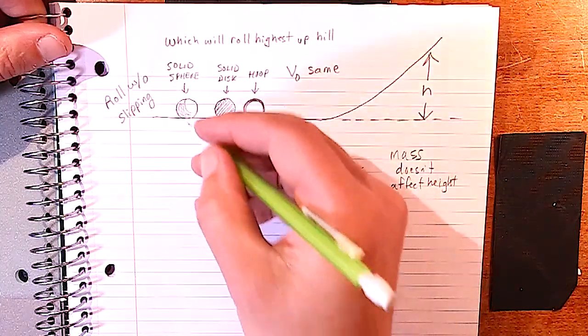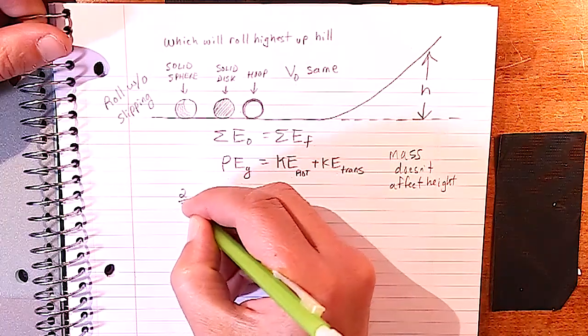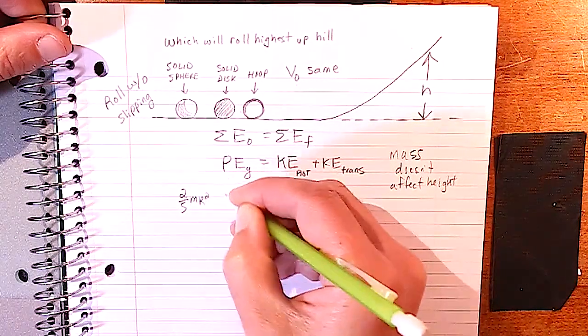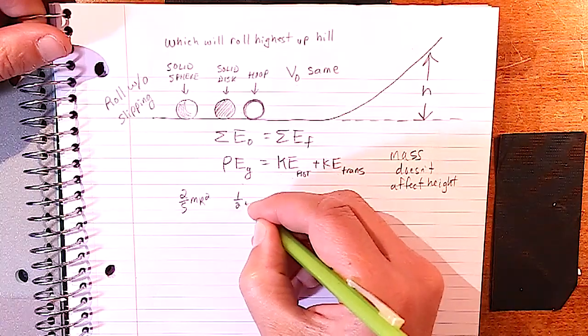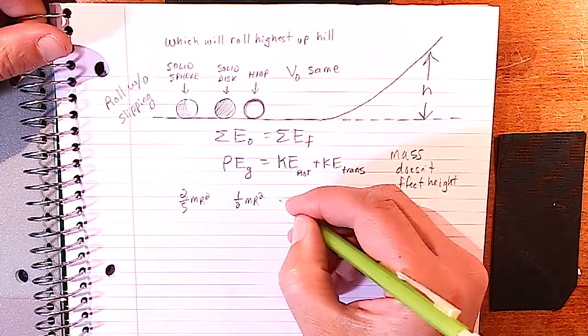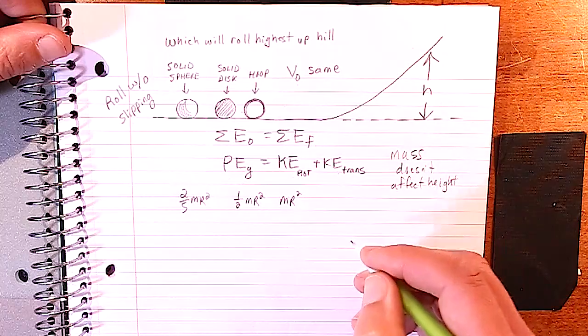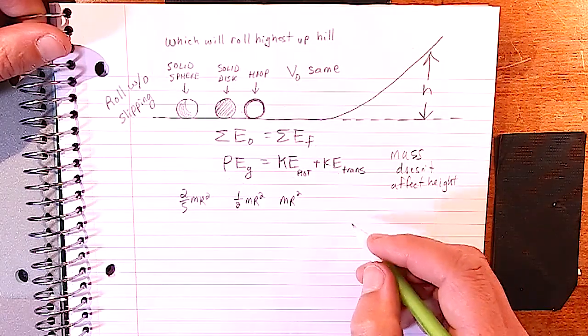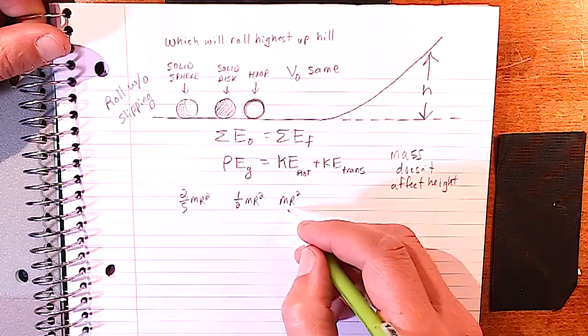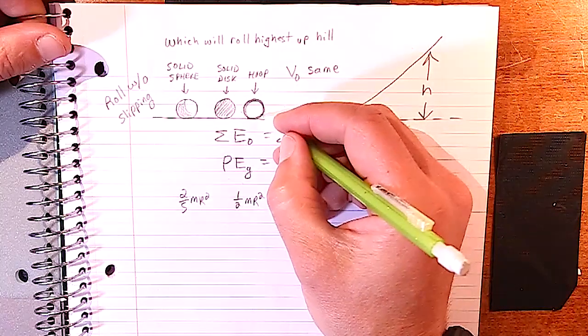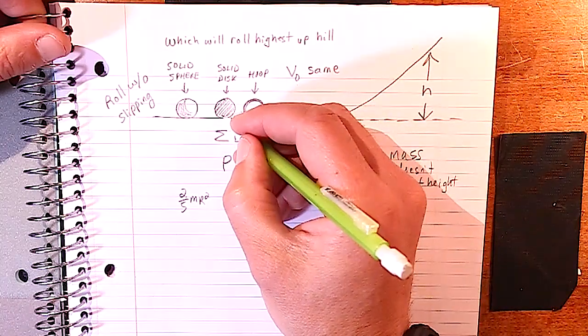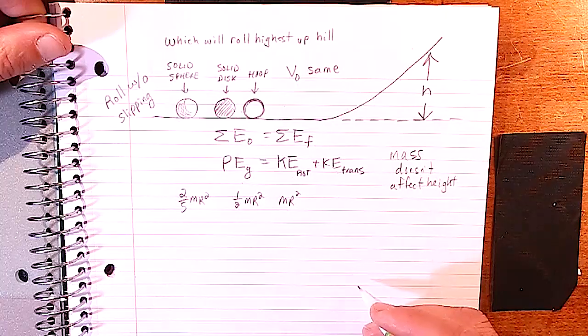So really, the solid sphere, 2/5 mr squared, and the solid disk, 1/2 mr squared, and the hoop, mr squared, which one has the greatest moment of inertia? That would be mr squared. So the hoop is going to go the highest, then the solid disk, then the solid sphere.